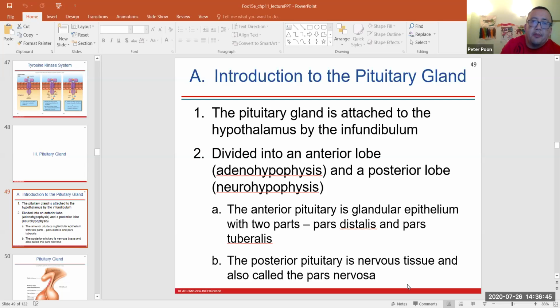The pituitary gland. The pituitary gland is attached to the hypothalamus by the infundibulum. When I explain it in anatomy, I explain it as two separate things, and they really are two separate things. The anterior lobe and the posterior lobe. The anterior lobe is glandular epithelium, so it comes from the roof of the mouth up. The posterior pituitary is nervous tissue and comes from brain down.